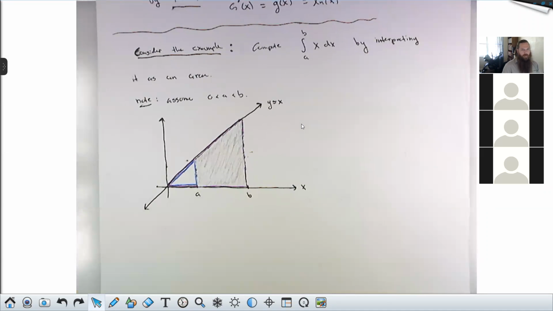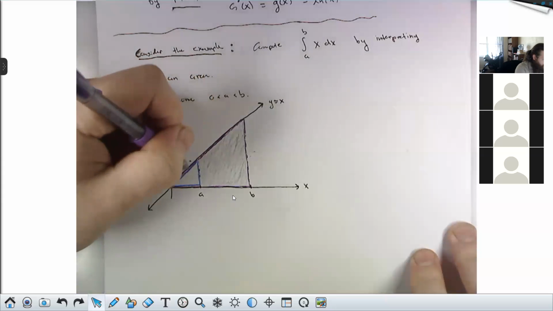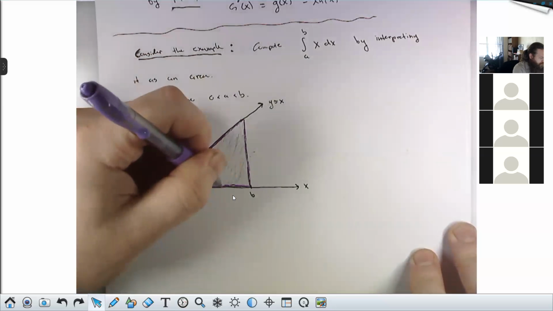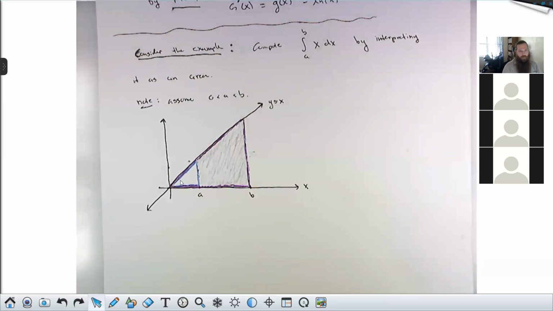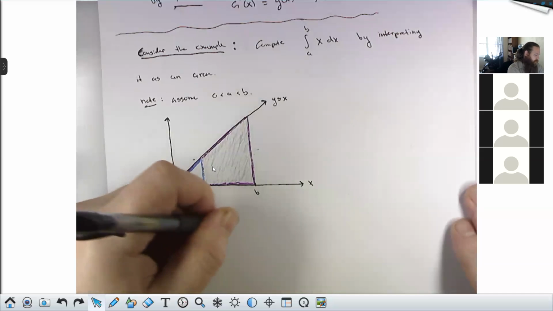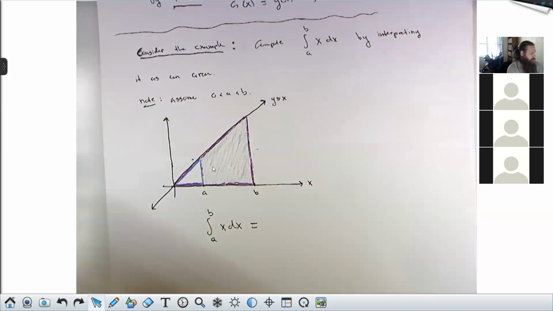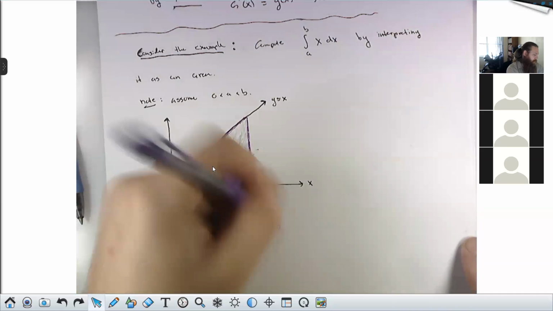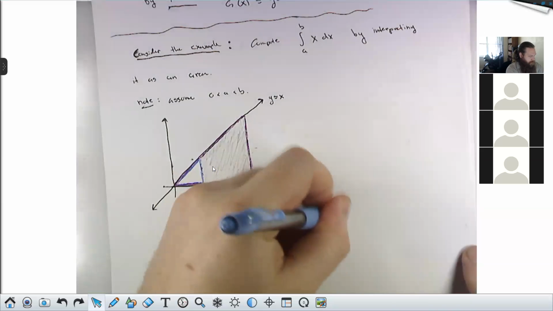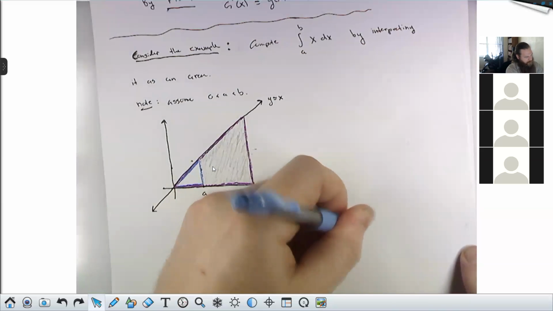So looking at it, would you agree that the pencil shaded area is the area of the big purple triangle minus the area of the little blue triangle? I certainly think it is. I take the big purple triangle and then I delete the little blue triangle. What's left is the pencil shaded area. So let's say it like that. The integral from a to b of x dx is equal to the big triangle area minus the little triangle area.